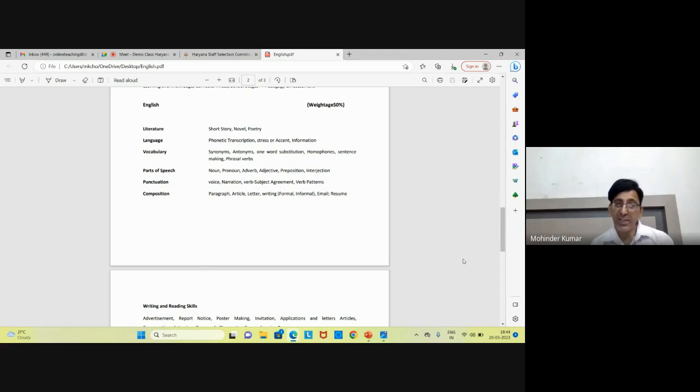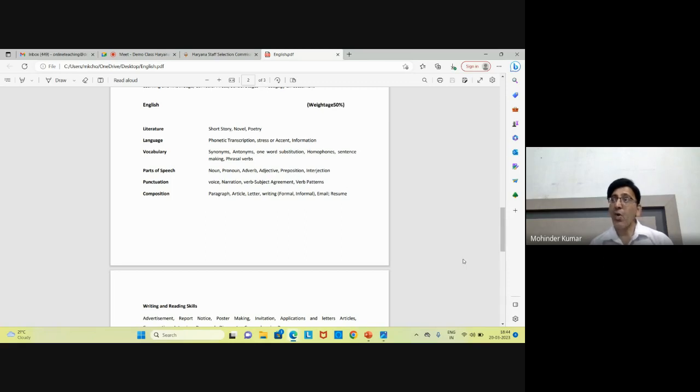Similarly, as far as novel is concerned, you know that the novel started during the 18th century, and the four writers who started the novel were Samuel Richardson, Henry Fielding, Tobias Smollett, and Laurence Sterne. They are called the four wheels of the English novel, and the English novel started during the 18th century.